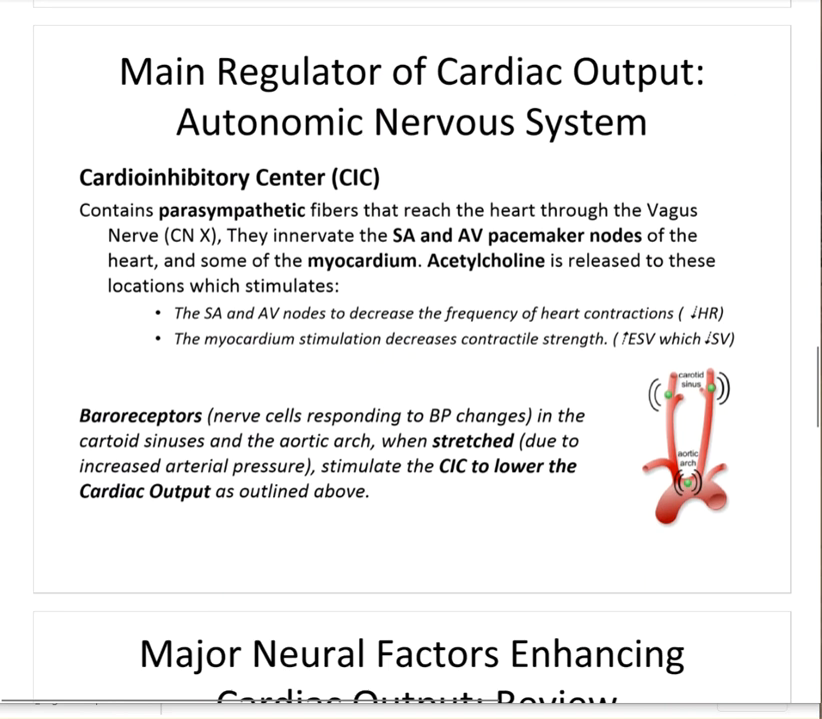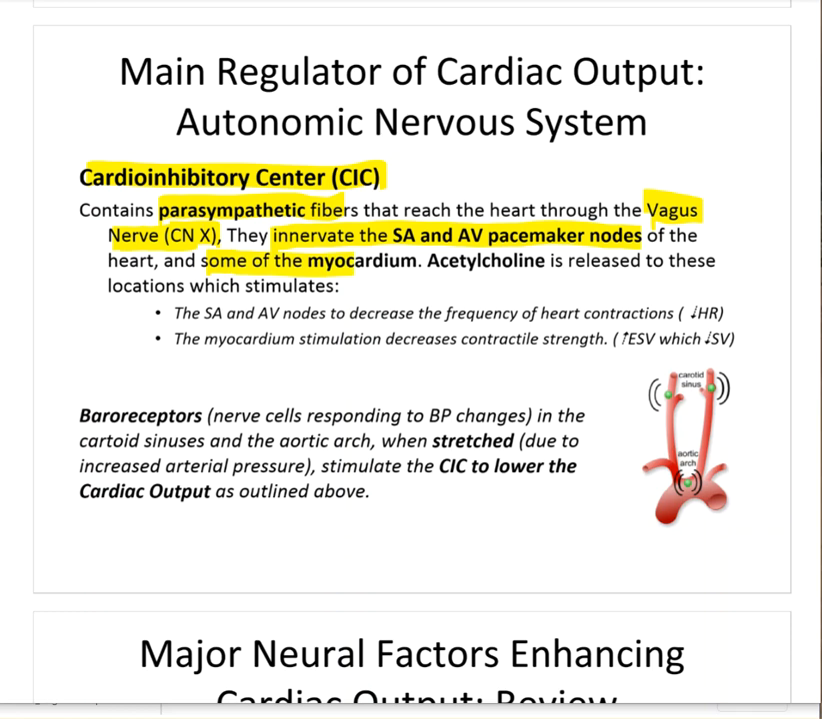Now let's talk about the inhibitory center. Guess what? It does the exact opposite. Makes it very easy. Instead of sympathetic, it has parasympathetic fibers. It goes through the vagus nerve. Remember, instead of going out thoracolumbar, it goes out through the craniosacral, and in this case cranial, our vagus nerve, our main regulator of parasympathetic stimulation. They innervate the SA and AV nodes.